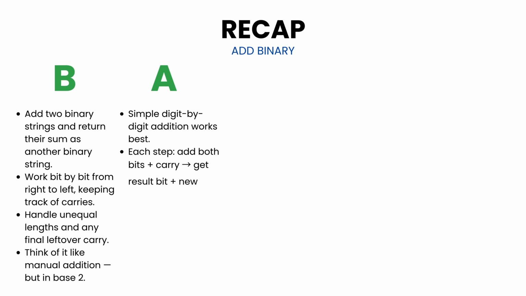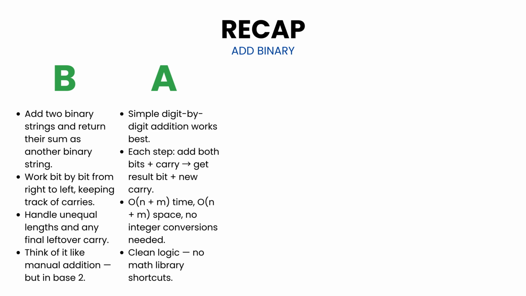Assess recap. We compared options and chose digit by digit addition. At each step, we combine the two current bits with the carry. The new bit comes from the remainder, and the carry comes from the quotient. This gives linear time in the total length of the inputs and uses only output size space, exactly what interviewers expect.